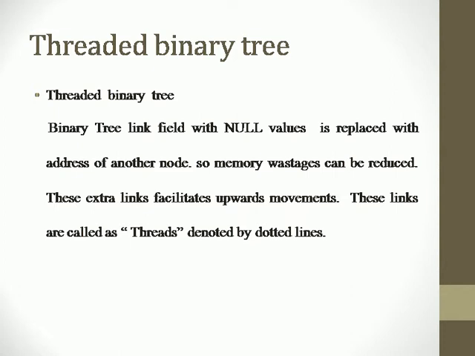These extra links facilitate upward movements in the tree. That is, from a leaf node you can go to the root node. These links are called threads and they are denoted by dotted lines in a threaded binary tree. A tree having these dotted lines, which allow you to move upward from the leaf node to the root node, is called a threaded binary tree.